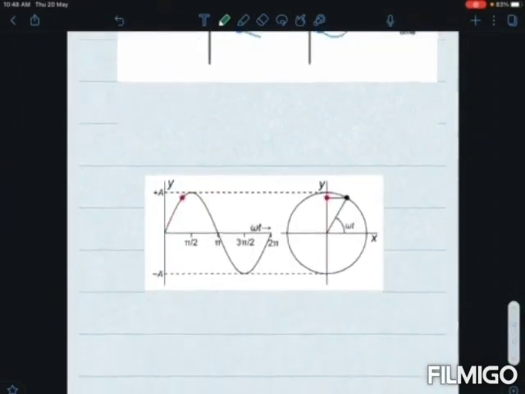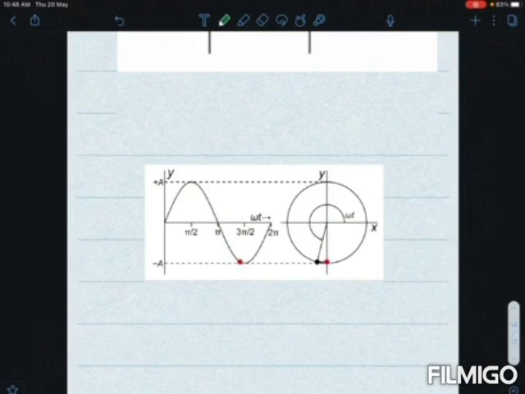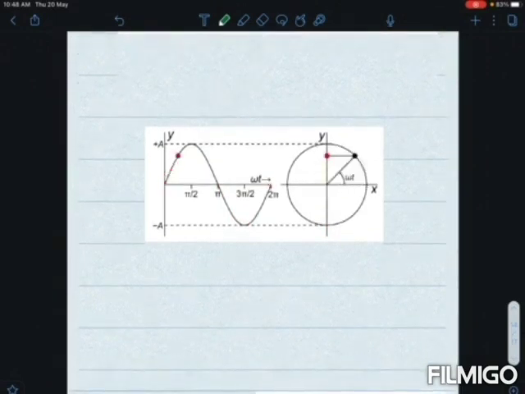Let me show this. You can just visualize. Here you can see that at 0 the particle is at 0. Then it gets maximum when it comes to this position, and then again goes to minimum at pi, and goes to negative minus A amplitude at 3 pi by 2 and 0 at 2 pi.